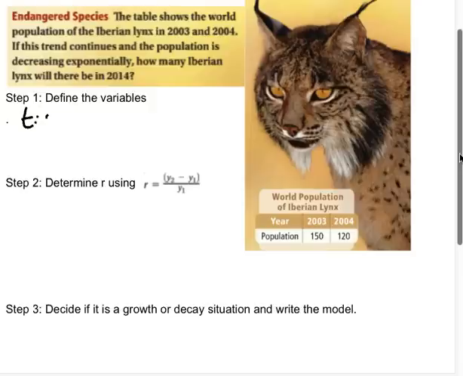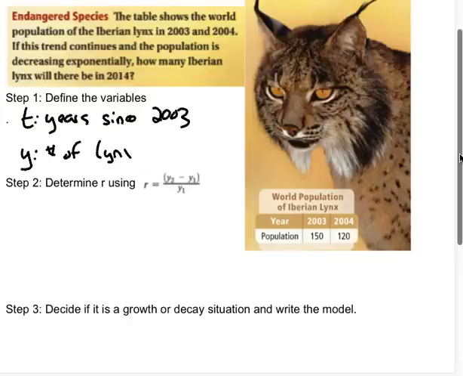So here, I'm going to let T be years since 2003, since that's when that first information was taken. And my Y is going to be the number of lynxes. All right, so now we have to determine the R. This time the R isn't given to us, is it? This time we're going to have to find it when we're just given two discrete values.